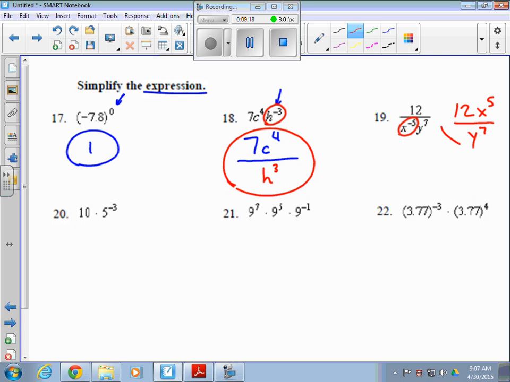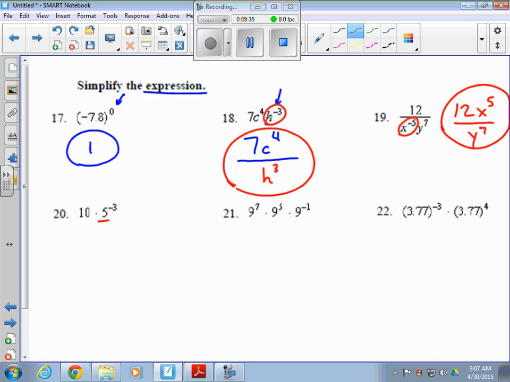So your expression looks just like this: 12x to the 5th, y to the 7th. Same thing with number 20: 10 times 5 to the negative 3rd. You have to do exponents before you do multiplication. Remember, the exponent part comes before multiplication, my dear.